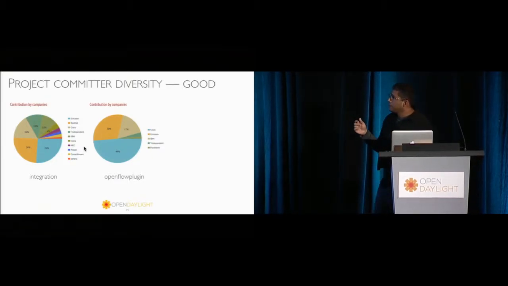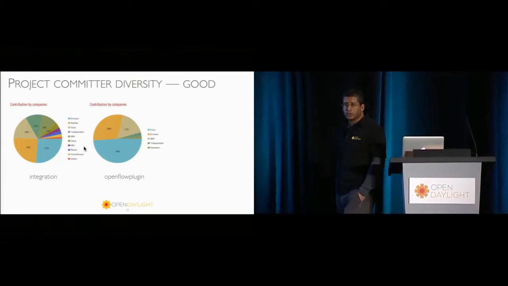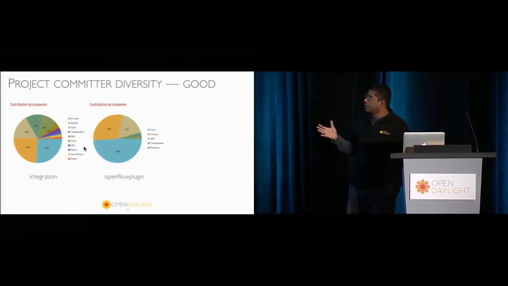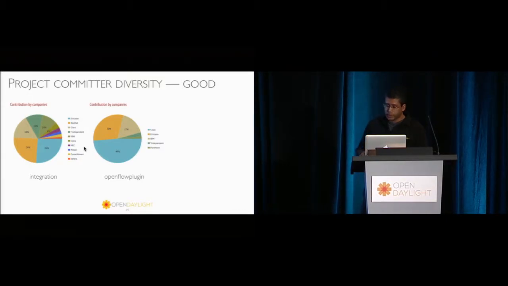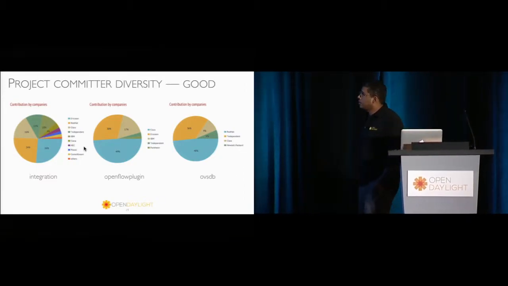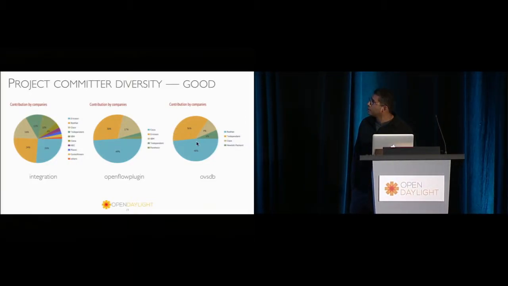Another good example is the OpenFlow plugin project. We had a project to build OpenFlow 1.3 as part of Hydrogen, and that project also has a number of different companies. It's not as large a set as the integration project, but there's a significant set of commits coming in from a variety of companies. I think this is another good example of good committer diversity. And then the other one is OVSDB. Here we see a good deal of committer diversity coming from not only some of the companies, but also a huge chunk of independents working on this project. These are individuals contributing just because they're interested in the project or in working with the people running it. So this is another really fantastic example of committer diversity.